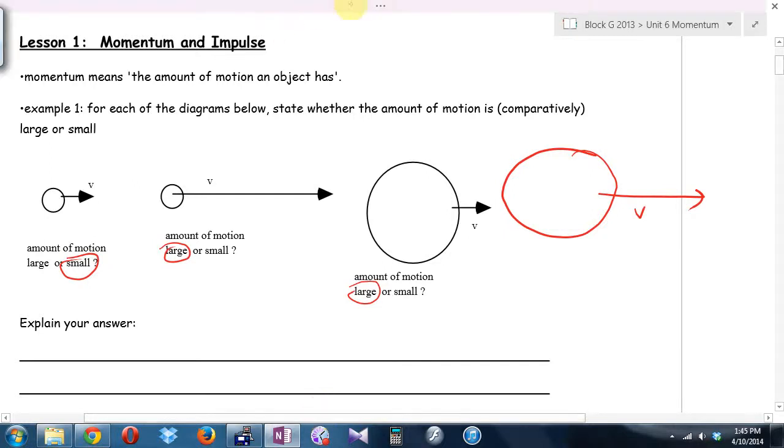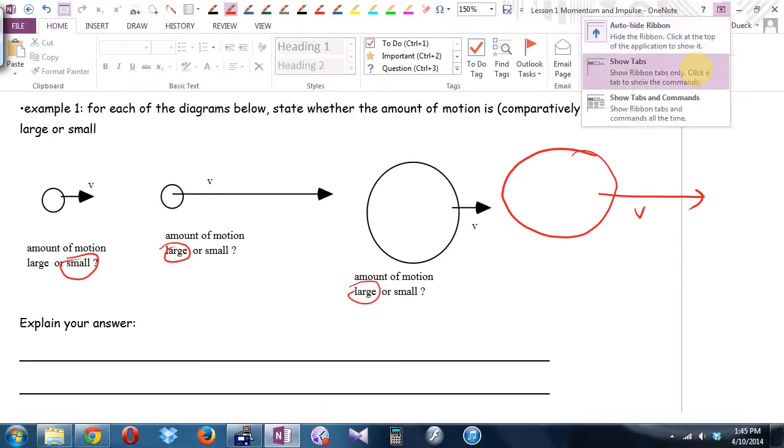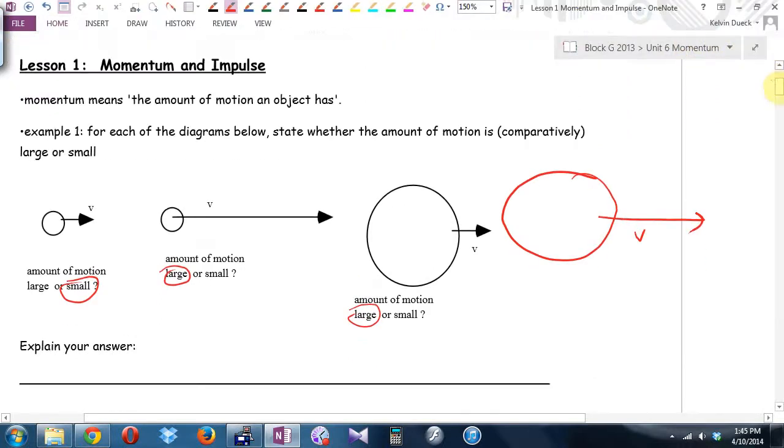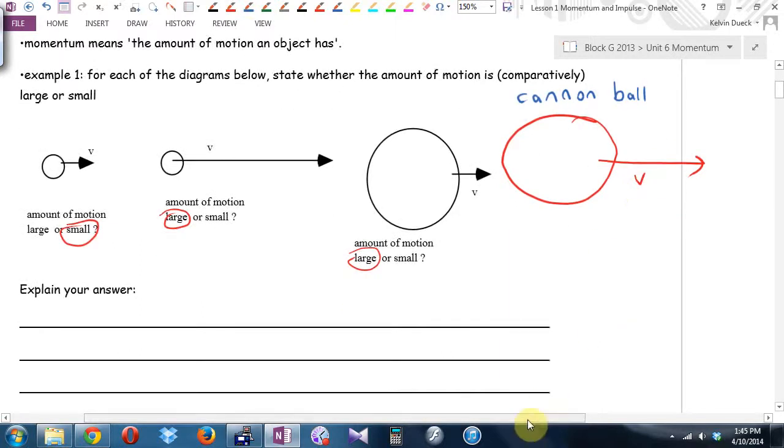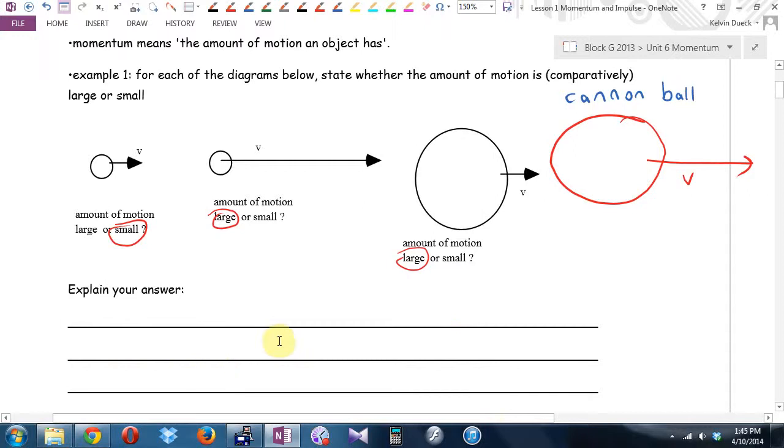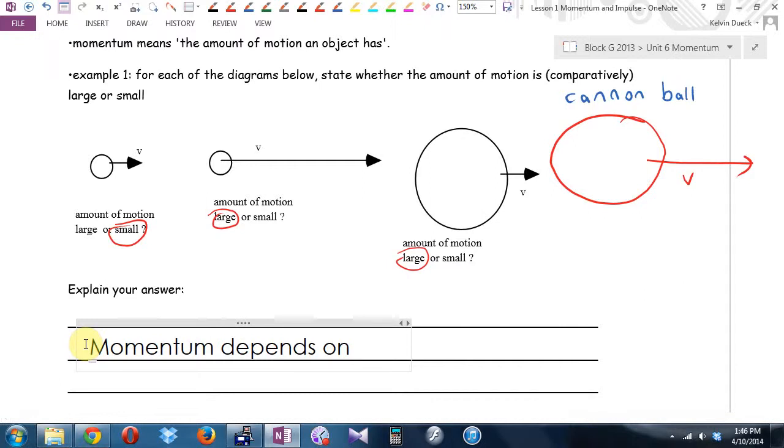Another common everyday example that you've read about, which is why it was used in this manner, was a cannonball. Would be a good example. Explain your answer. Momentum depends on, from these 4 examples, what 2 things do you think momentum depends on? An object's what and an object's what?